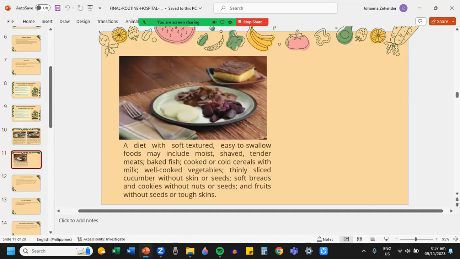Okay, so this one, another example. This is a diet with soft textured, easy to swallow food, may include moist, shaved, tender meats, baked fish, cooked or cold cereals with milk, well-cooked vegetables, thinly sliced cucumber without skin or seeds, soft breads and cookies without nuts or seeds, and fruits without seeds or tough skins. Okay, so considered soft diet pa rin ito, but mas maklaro yung mga pieces or yung mga slices niya.